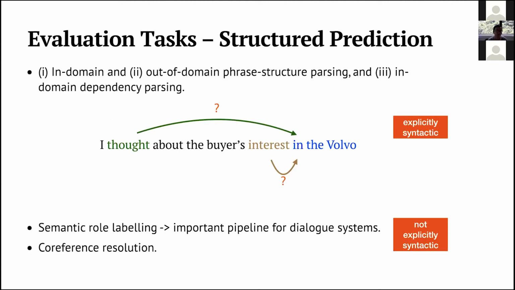So we evaluate our tasks in two different groups of settings. One is where we need explicit syntactic information, and the other one is where we don't explicitly need that. The first one includes parsing, and the second one includes semantic role labeling, which is quite important in terms of dialogue systems and robotics. It also has coreference resolution, where the first sentence has some pronouns like he, she, it, and we want to go back to what it refers to. So clearly the syntactic structures help in those kinds of tasks, but actually you don't explicitly need that.